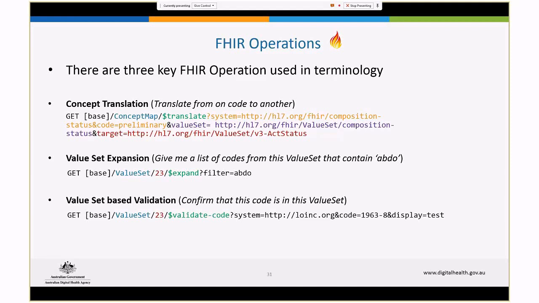And that operation is just going to go and look in that value set and see if that code's in it. If it is, it's going to say, yes, that's valid, or no, it's not in that value set. And that's really the three operations you need to get your head around for terminology with FHIR. They're the core ones. Understand those three and how to use them, and you've somewhat mastered terminology with FHIR and using Onto server.